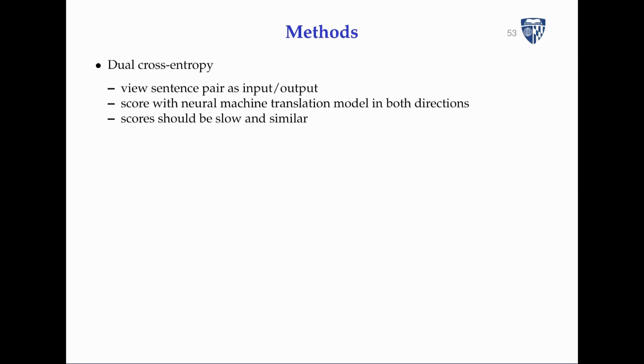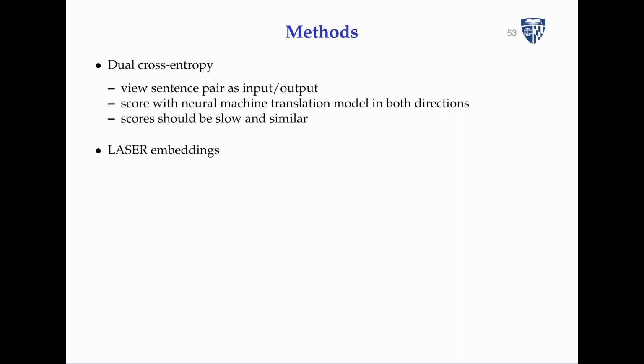So there's recently much more work on this topic. Here are some methods that have been explored. One is called dual cross entropy. This views a sentence pair as the input and the output of a translation task, and then you can score it with a neural machine translation system. So you can actually apply a neural machine translation model, pretending one side is the input, and then see what score it gives to this output. And you can do this in both directions. You do want to have scores that are low and similar. So low, not slow.